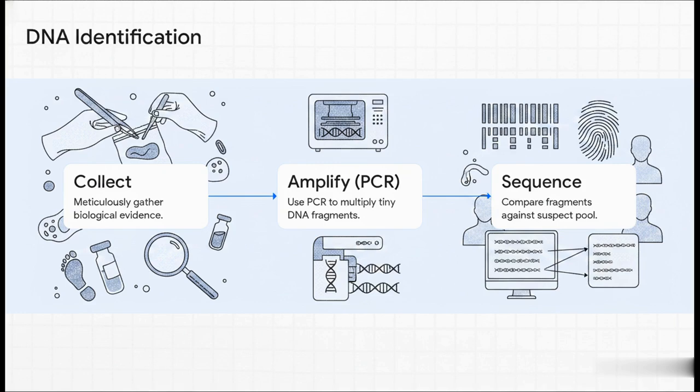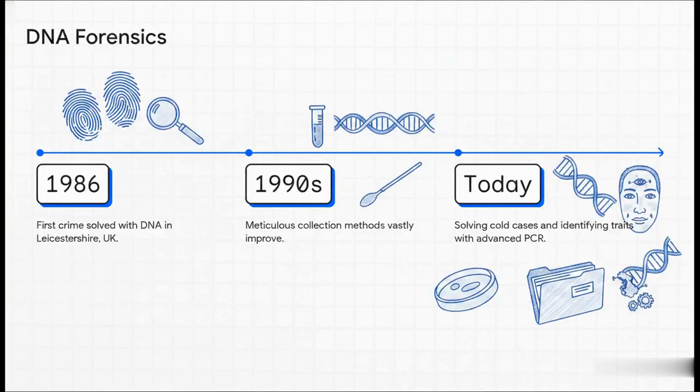Now, check out the second step here, PCR, or polymerase chain reaction. Because crime scene samples are usually incredibly small, PCR acts like a biological photocopier. It multiplies those tiny DNA fragments millions of times until there's actually enough material to sequence and compare against a pool of suspects. And honestly, this technology has completely transformed criminal justice.